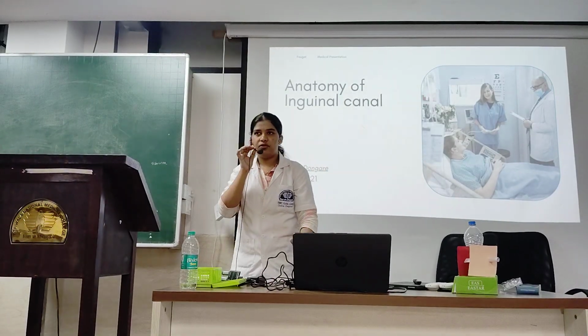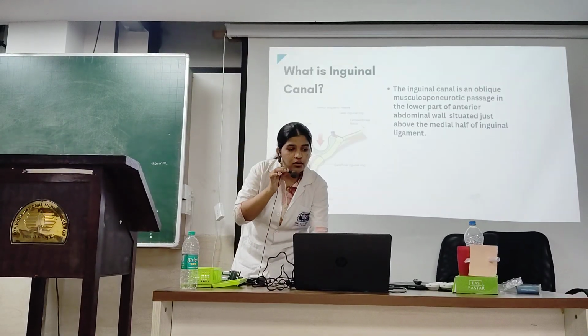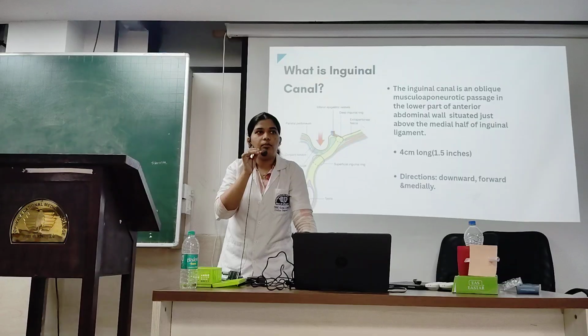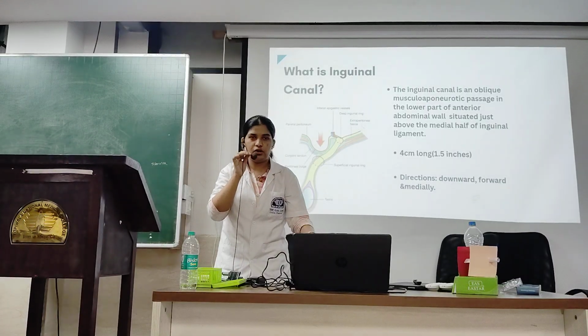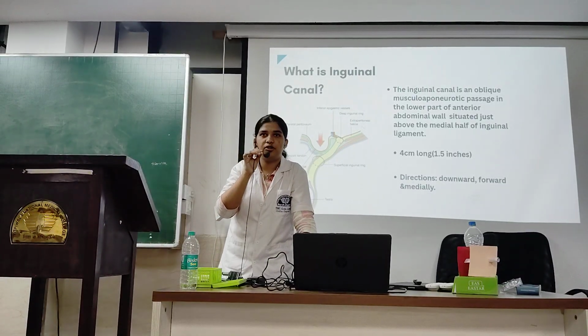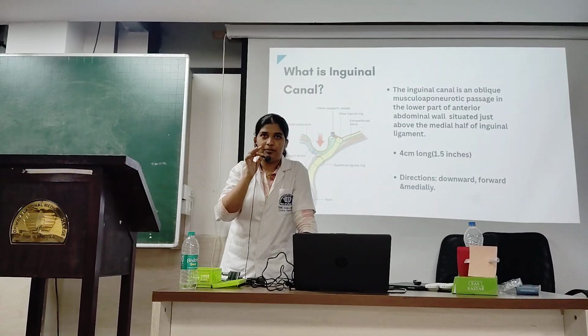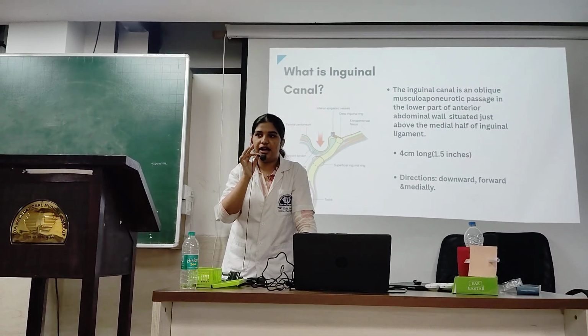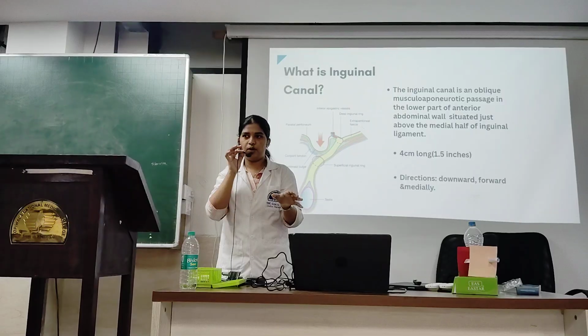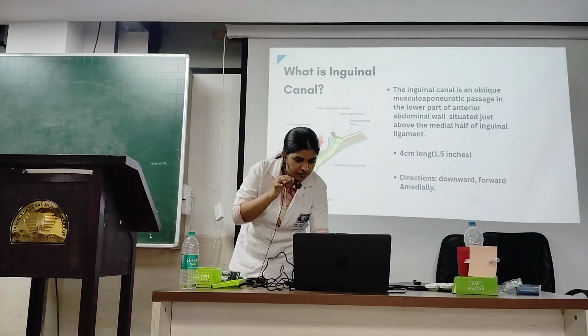So, anatomy of the inguinal canal. What is the inguinal canal? It is an oblique musculoaponeurotic passage present just above the medial half of the inguinal ligament, which is 4 cm long, and it is directed downward, forward and medially.